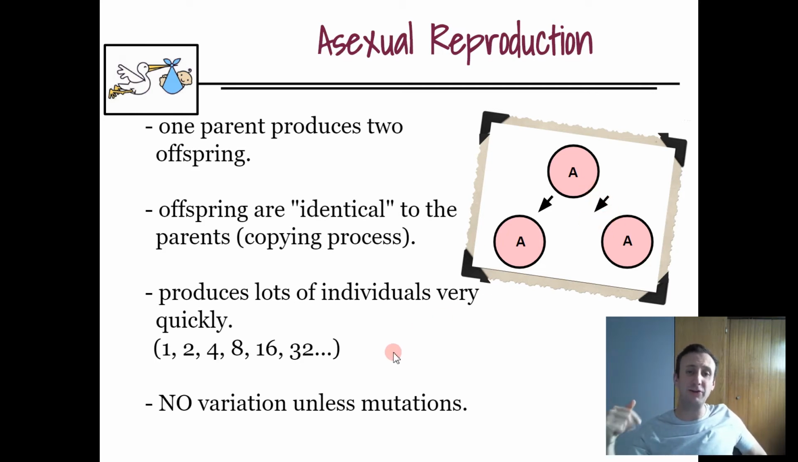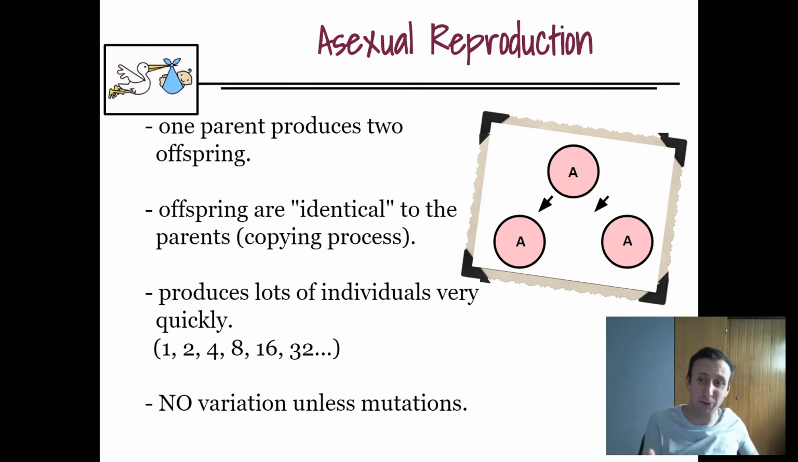In asexual reproduction, offspring are identical to the parents. It's a copying process. It's like making a photocopy. You put one in, you press the start button, you get more copies out. And it produces lots of individuals very quickly. Now, we normally only make 2 individuals at a time in asexual reproduction, but those 2 individuals can go on to make 2 more individuals, and so on and so on. So we get what's called exponential growth, because 1 turns into 2, and then 2 turns into 4, and 4 turns into 8, and 8 turns to 16, and so on.